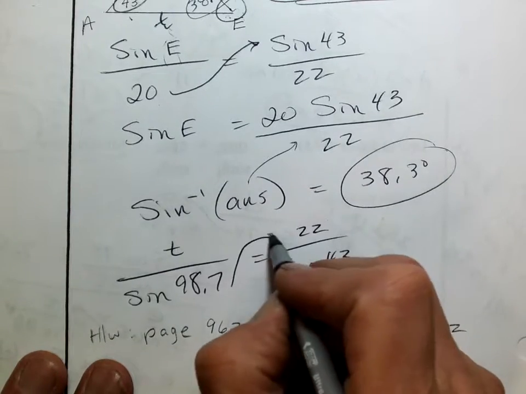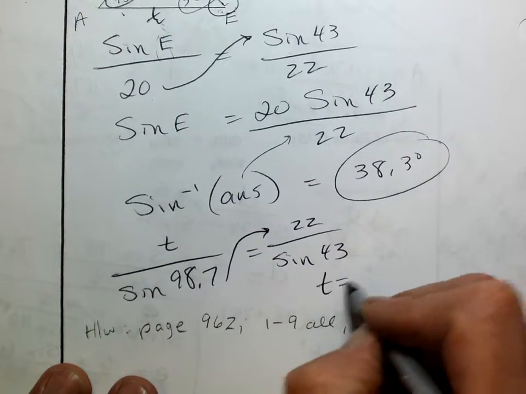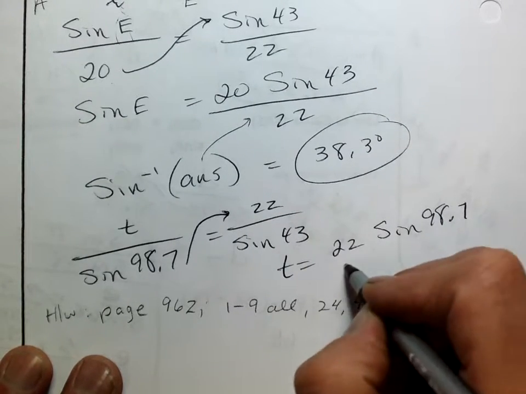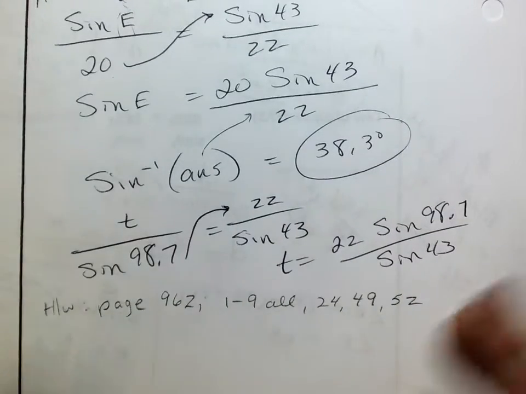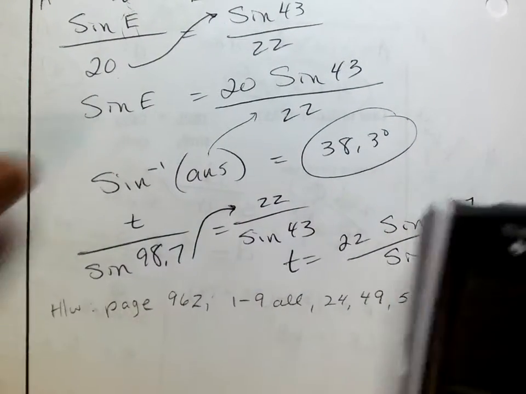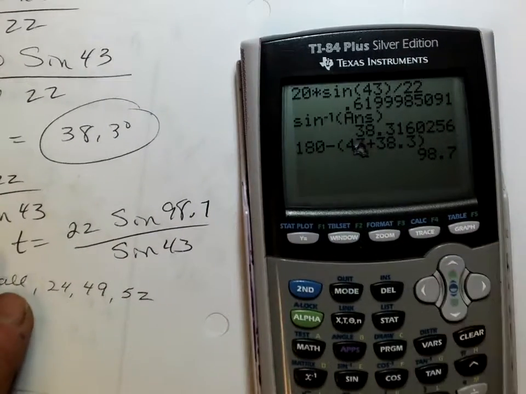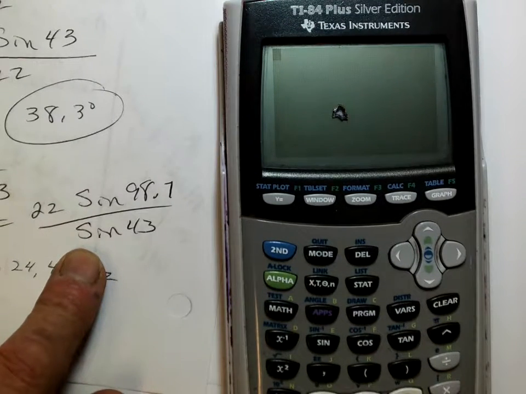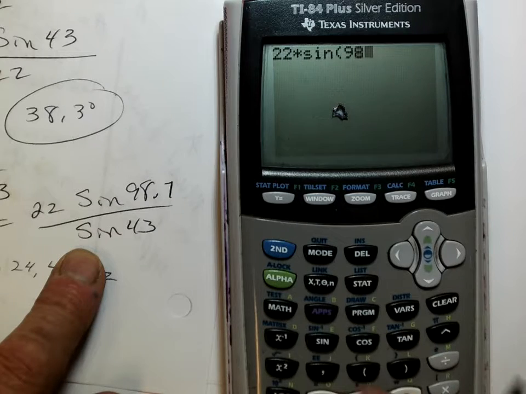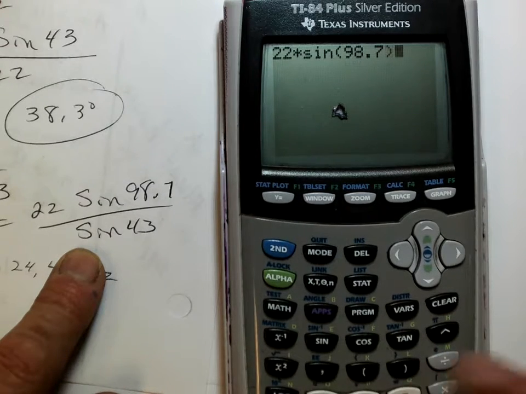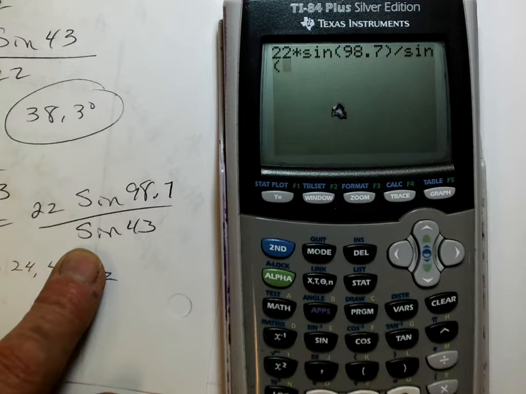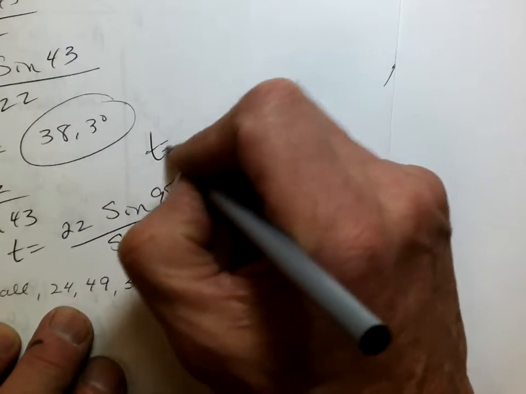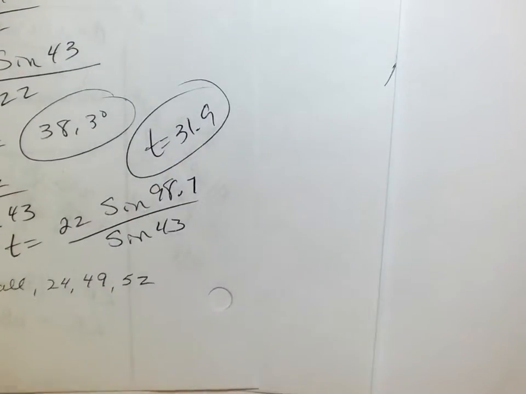To solve for t, I'll multiply that up there, okay? I'll say t is equal to 22 sine of 98.7 divided by sine of 43. I'm going to use my calculator to get the answer. Almost there. So, clear. I'm going to go 22 times the sine of 98.7 divided by sine of 43, and I get an answer of about 31.9. Not degrees, about 31.9 centimeters. That's it. That's the law of sines.